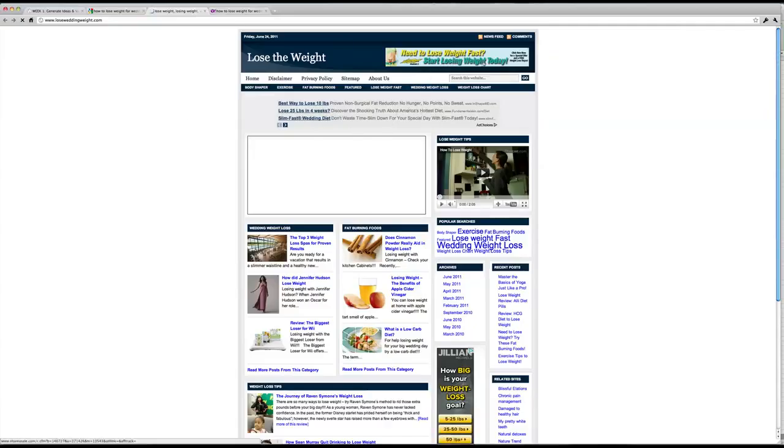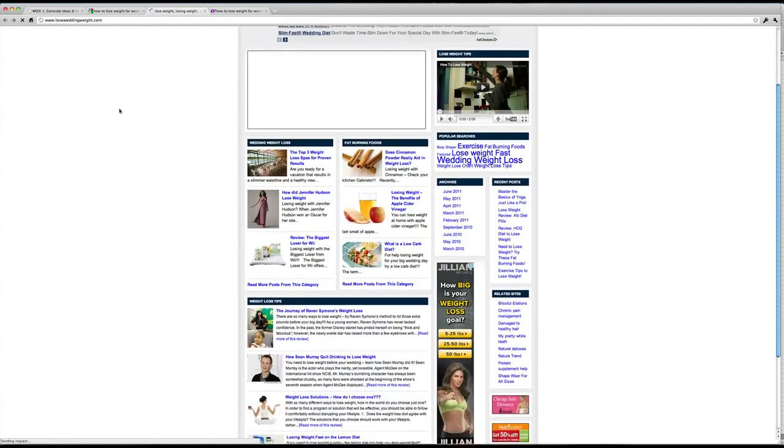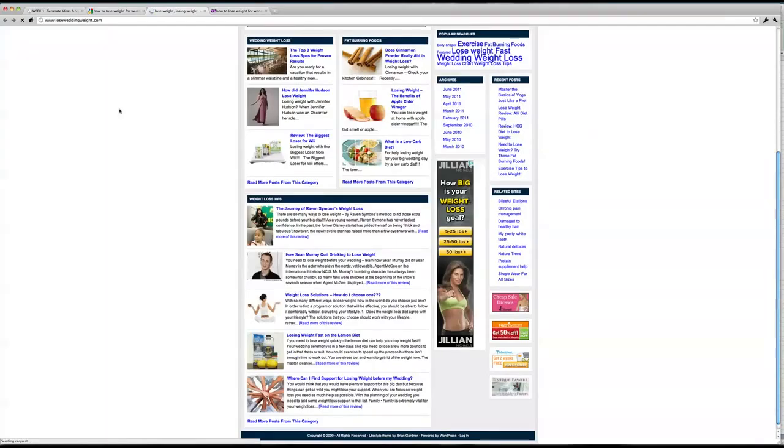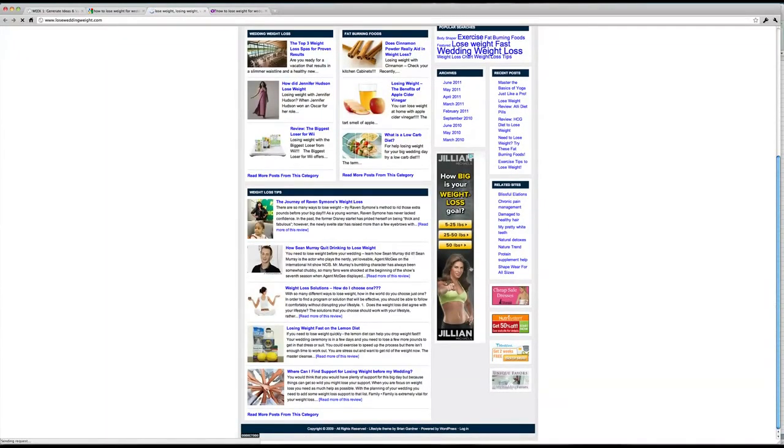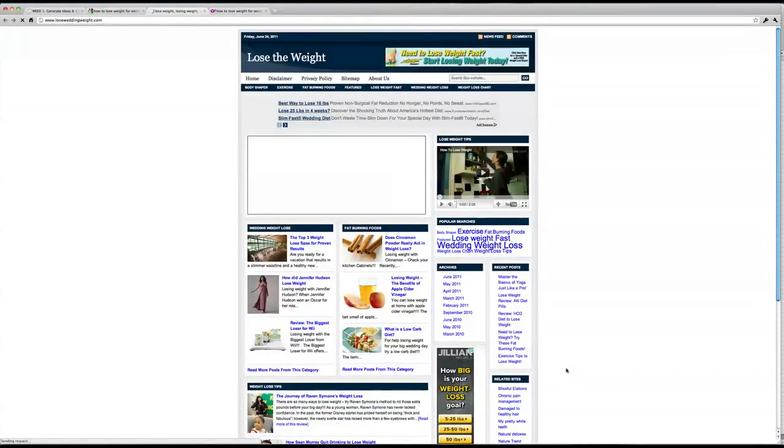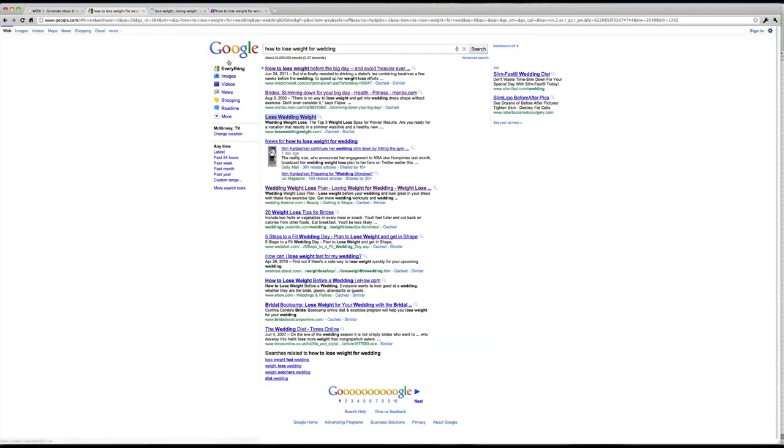Here you go. Need to lose weight fast. Start losing weight. All right, so this is loseweddingweight.com, and it's all wedding, looks to be all wedding related. And there look to be advertisements on this site. The point here is somebody's not advertising on a specific keyword, how to lose weight. They're advertising on a demographic of people interested in weddings or losing weight for weddings. So I would say yes, there's definitely advertising here.